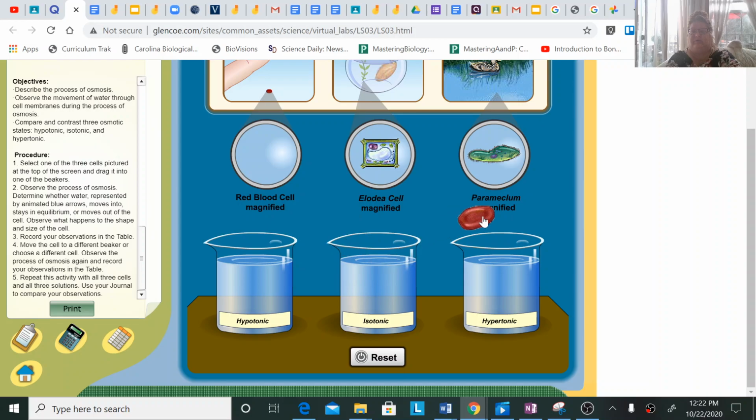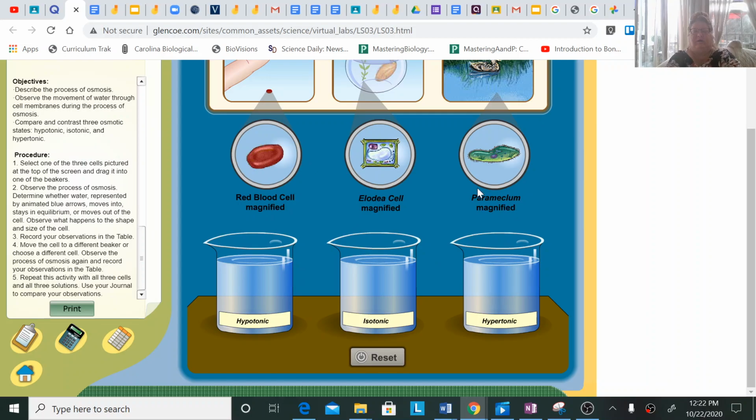All right, and then I'm going to put it in the hypertonic. Make your prediction in your mind. Remember, hypertonic means there's higher solutes, lower water on the outside. Okay, so did the cell gain water, lose water, or stay the same?